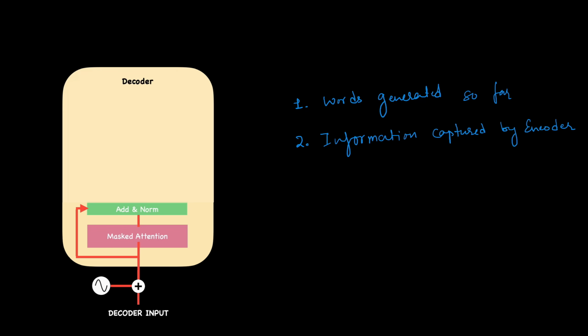Now, we already took care of the first part. We have a masked attention layer which attends to the previously generated tokens. Now we want an attention layer that can attend to the encoder's output. And that's where we have cross attention. Cross attention is going to take two inputs. One input is the output from this layer, and the other input is coming from the encoder's output.